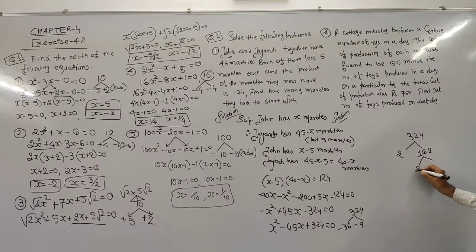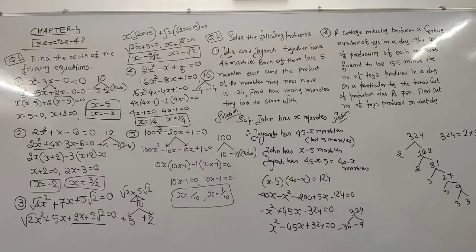Again, if you divide by 2 you get 81. If you divide this by 3 you get 27. Here 3 9s are 27, and here you get 3 3s are 9. So 324 is equal to 2 into 2 into 3 into 3 into 3 into 3.